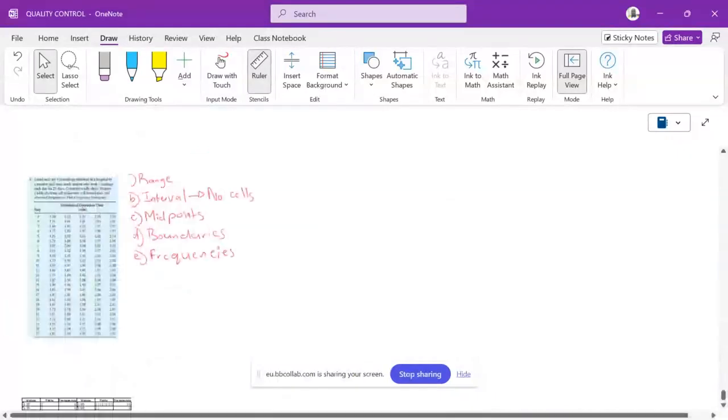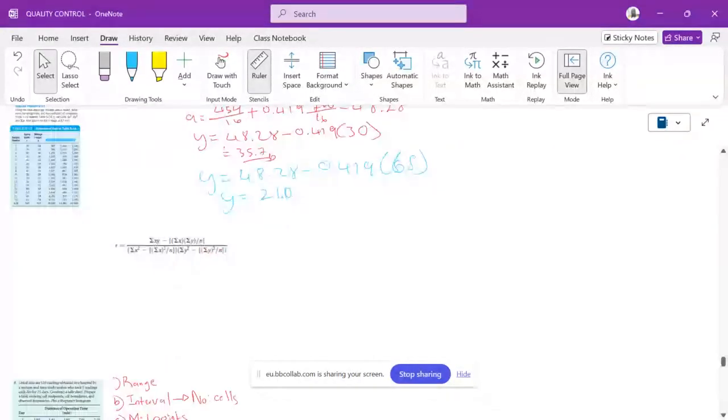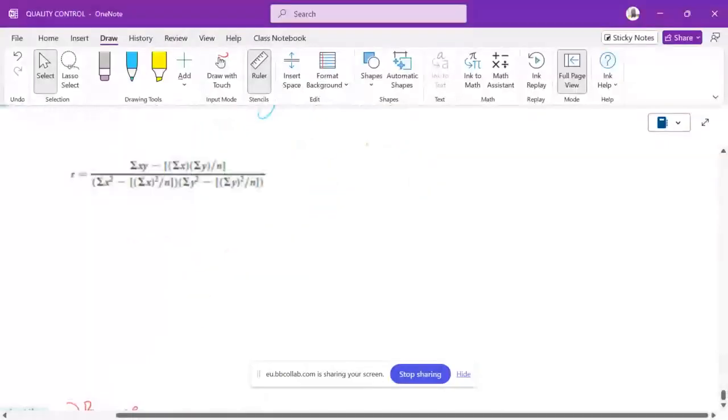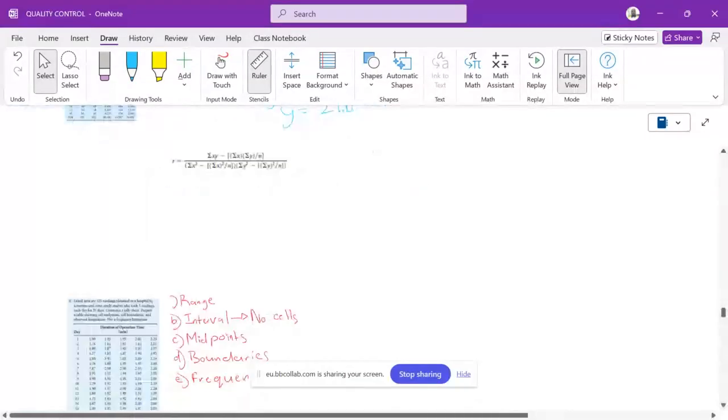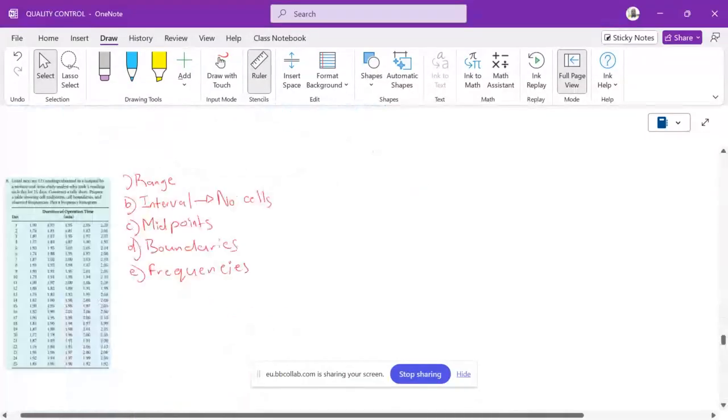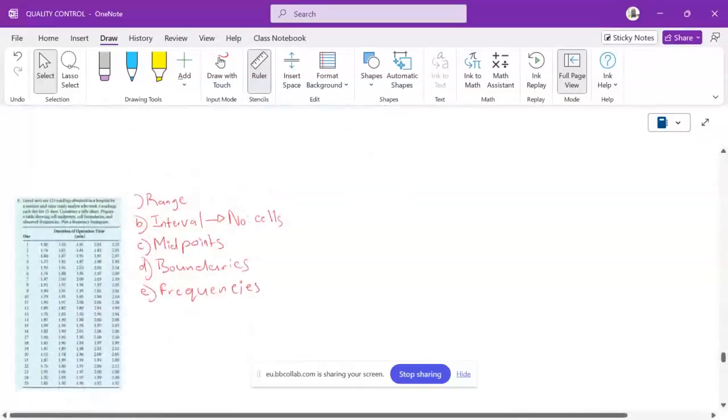Book problems now. Okay, if you do the regression, that's the formula for regression.